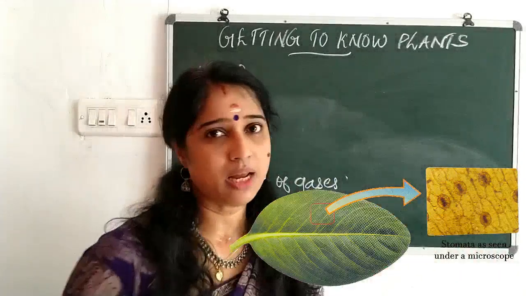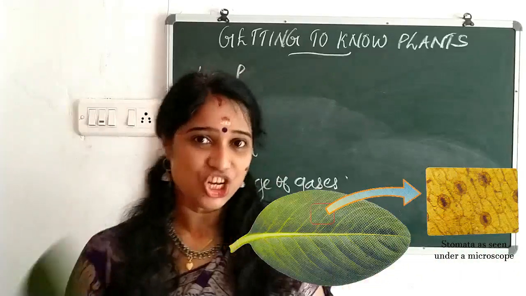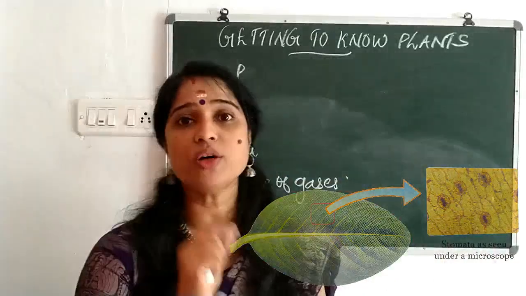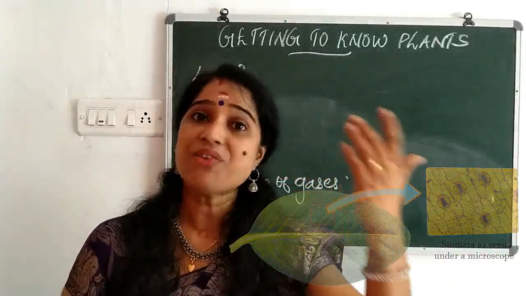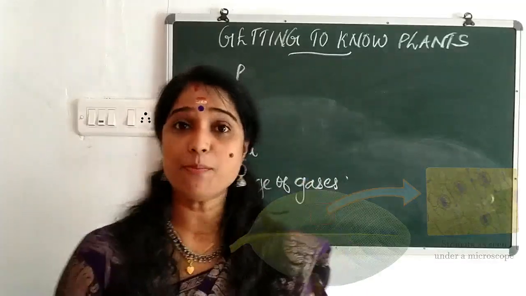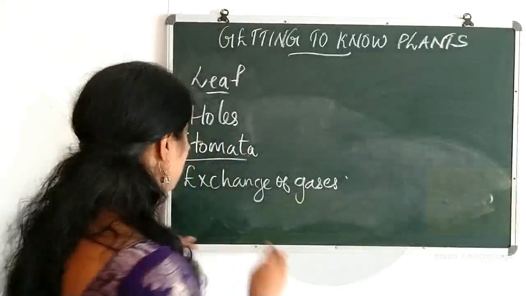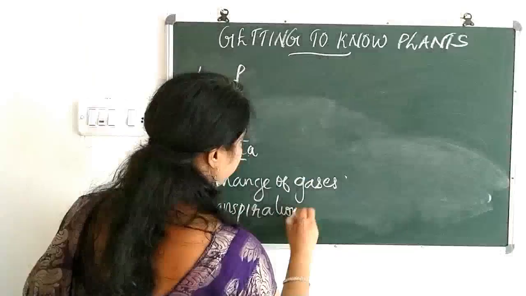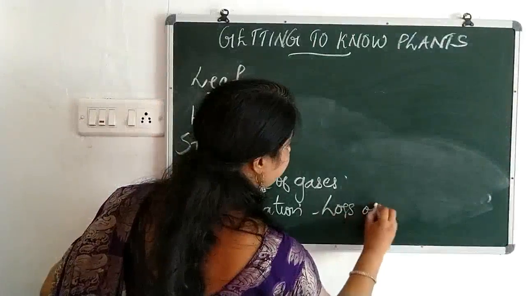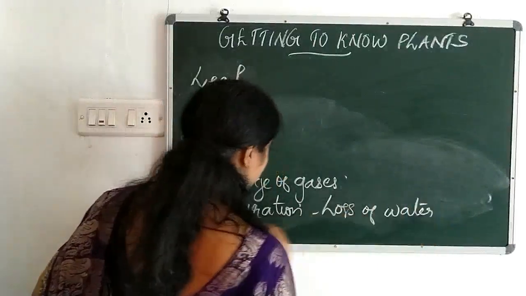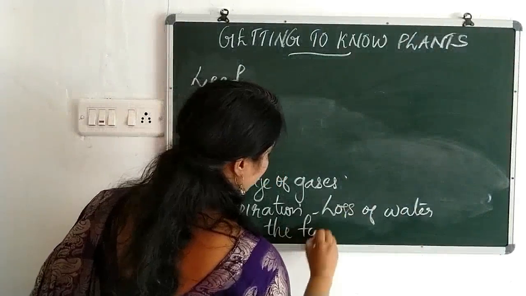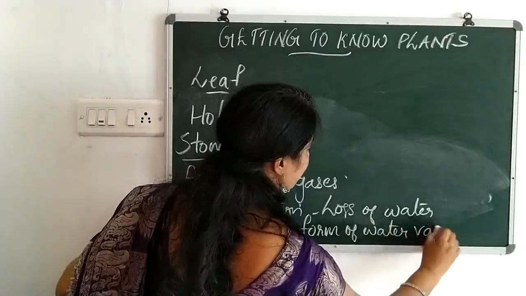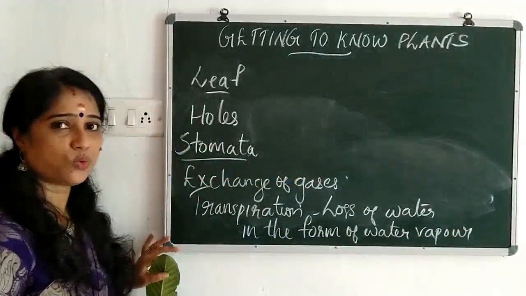Who can tell me what is meant by evaporation? Yes, changing of water into vapor form. So if more water is there in the plant, it will be released through what? Stomata. Another important function, and that process is known as what? Transpiration. What is transpiration? Loss of water in the form of water vapor, and this process is known as what?